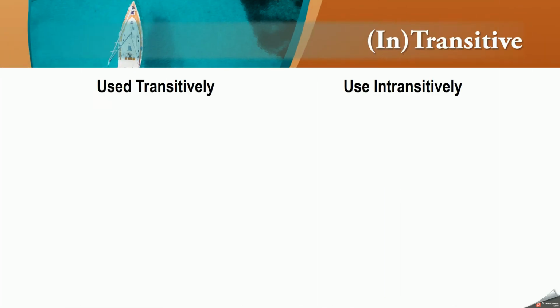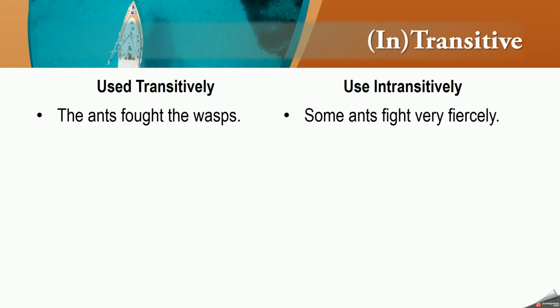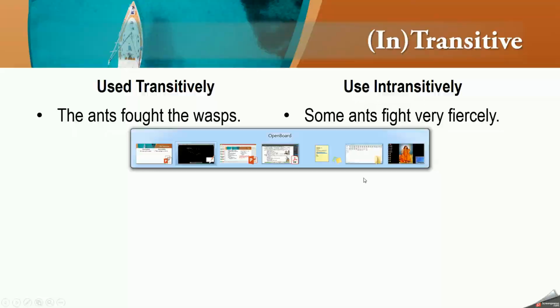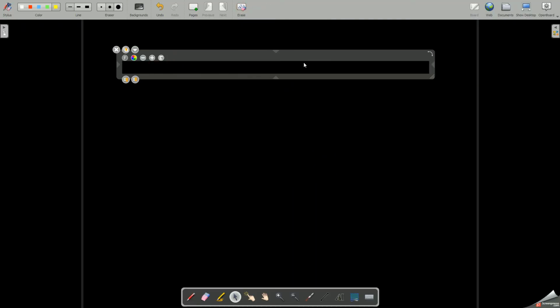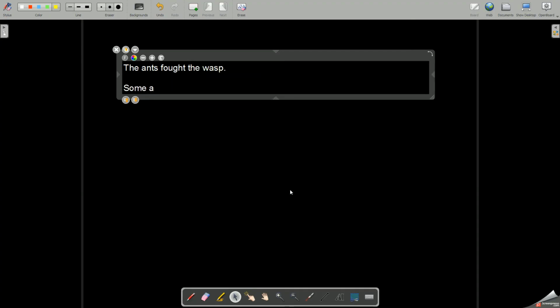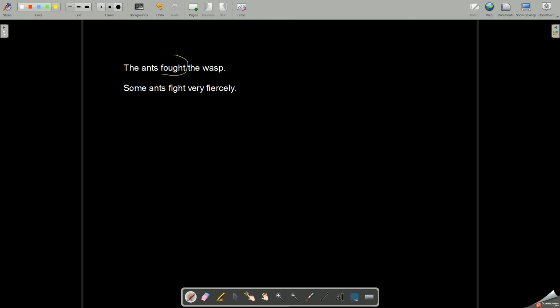Some words are used transitively as well as intransitively, like "the ants fought the wasps" and "some ants fight very fiercely." The ants fought the wasp. Some ants fight very fiercely. So here you can see the ants fought. Fought what? The wasp. So this is a transitive verb.